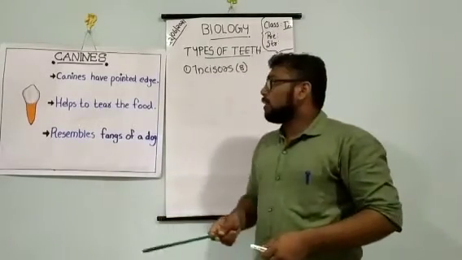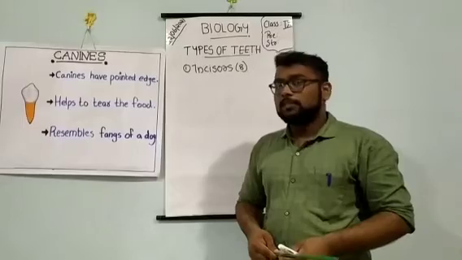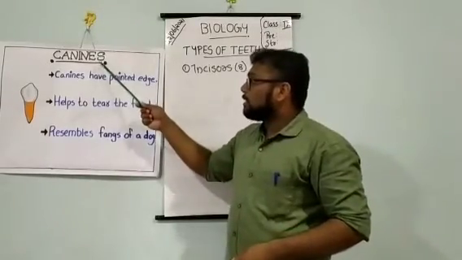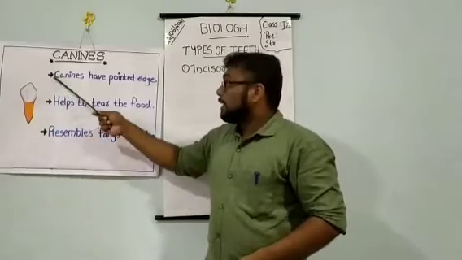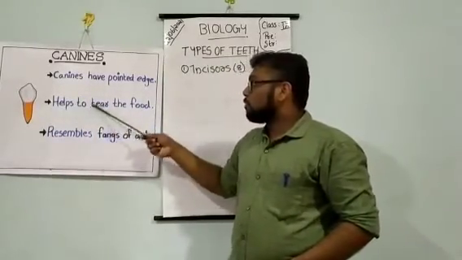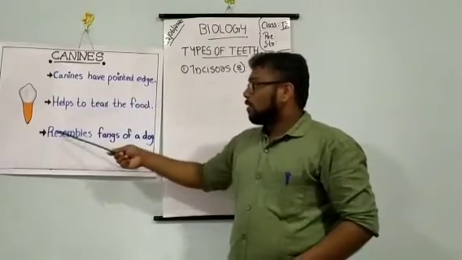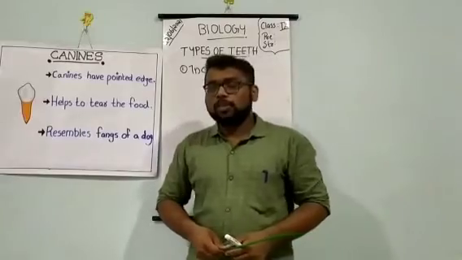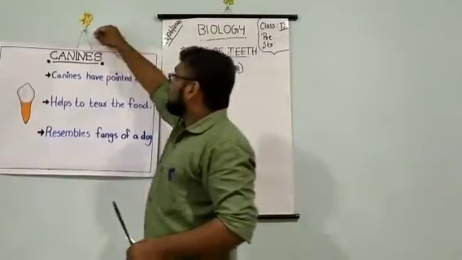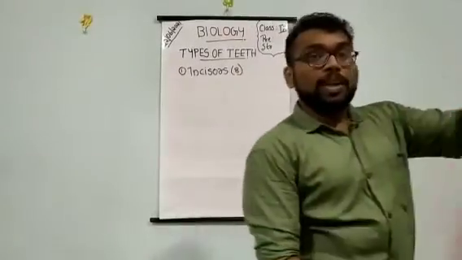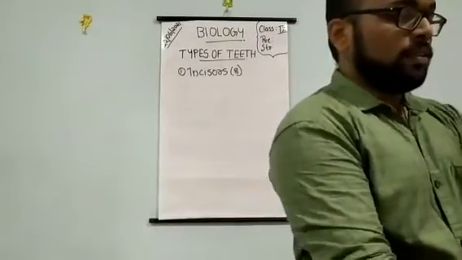Very good. I think you got a clear idea, isn't it? Teacher will once again read the points for you. Canines, image of the canines. Canines have a pointed edge. Canines help to tear the food. Resembles the fangs of a dog. I think you got a clear idea about canines, isn't it? Yes. Now teacher will ask you some questions. Are you ready?